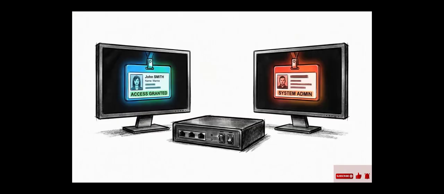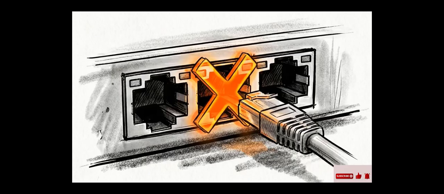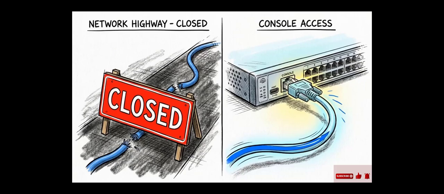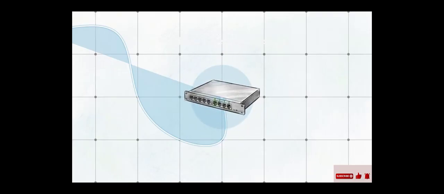Our computers have identities, but our switches are still blank slates. Plugging an Ethernet cable into them right now will accomplish nothing, because the switch does not know how to operate its own data ports. As you can see in this comparison, the standard network highway is closed. We have to use out-of-band management. By connecting our console cable directly into a dedicated management port on the switch, we bypass the network entirely and inject rules directly into the hardware's central nervous system.